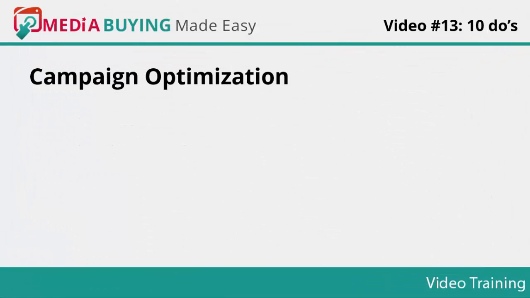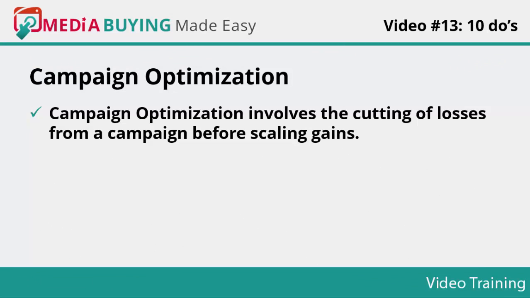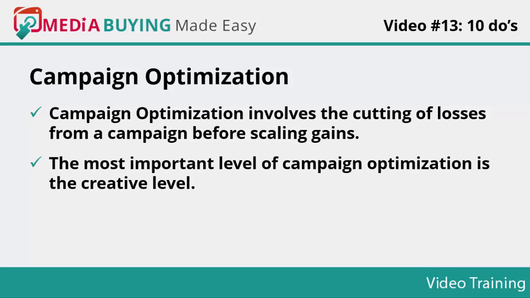Campaign optimization. Campaign optimization involves the cutting of losses from a campaign before scaling gains. This optimization occurs from the beginning to the creative, and from there moving to placements and individual sites. The most important level of campaign optimization is the creative level. For a good media buying campaign, you must have the correct and sufficient data that can be processed and used for the ad. By keeping all the above-mentioned points in mind, businesses can ensure that they will create a successful media buying campaign that helps them get targeted traffic and get the profits that they've always wanted.